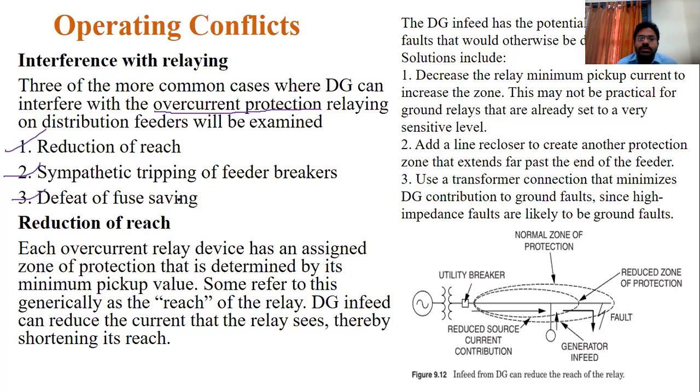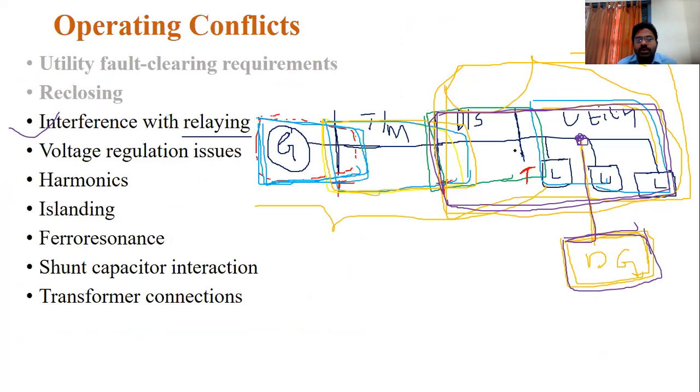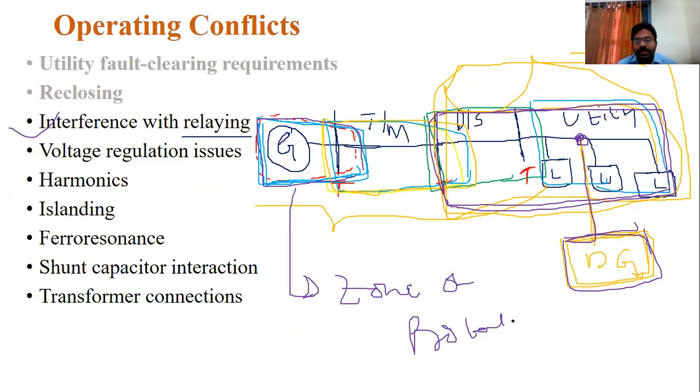So now we are going to see the first one, the reduction of reach. As you come back, we can call this type of scheme, as I said, a generator protective scheme, protective lines. You can call them zones of protection. This is the generator zone, this is the transmission zone, this is the distribution zone.